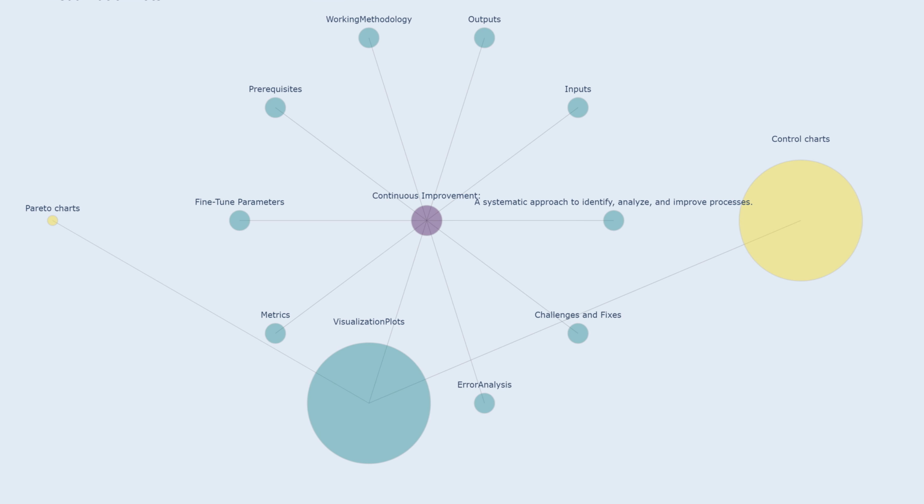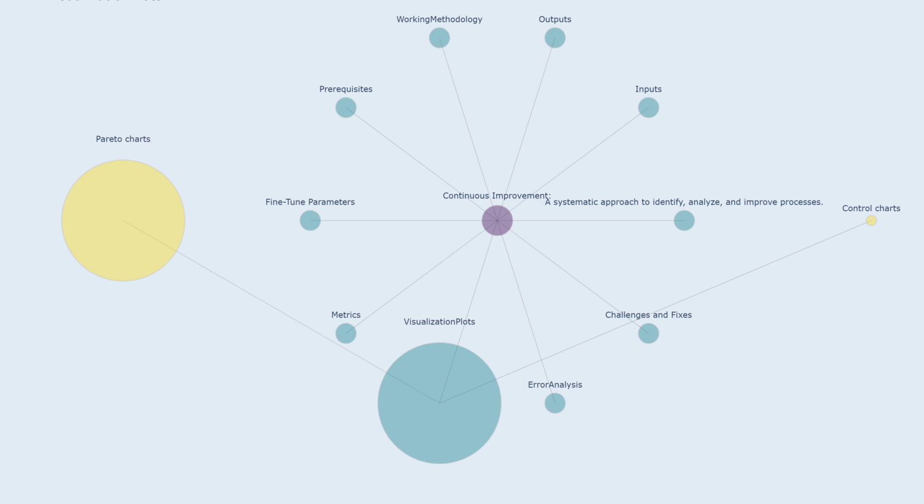Visualization plots, control charts, visual representations of process data over time, used to monitor process stability and identify potential variations or trends. Control charts help detect and analyze unusual patterns in process performance, indicating areas where improvement efforts may be needed. Pareto charts, bar graphs that display the frequency of different types of defects or problems in a process.